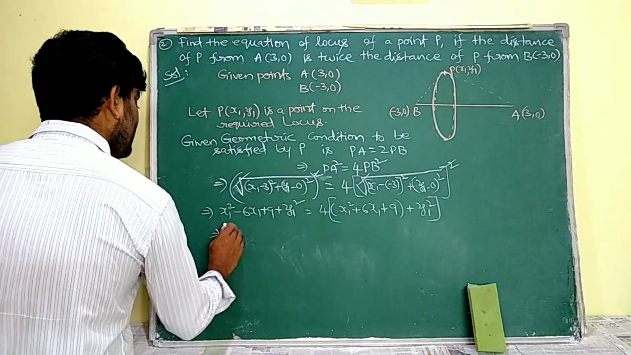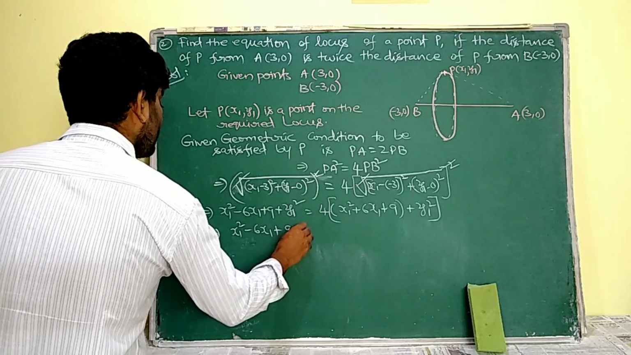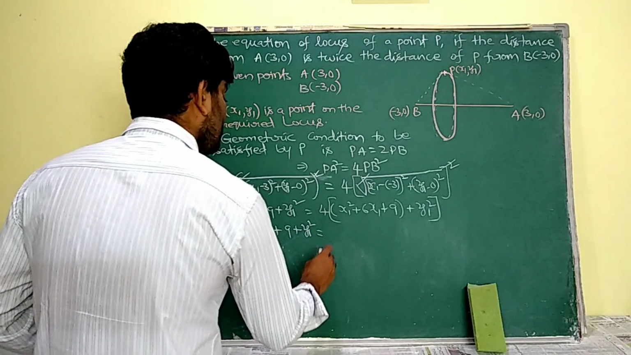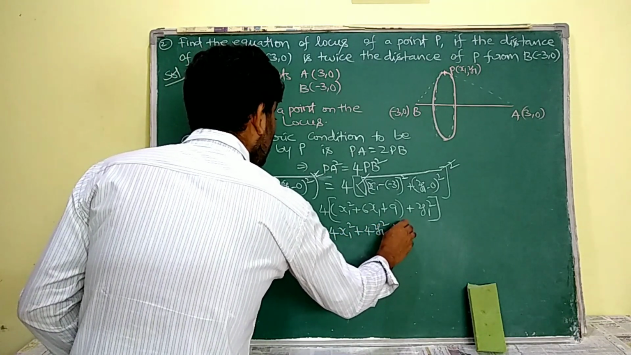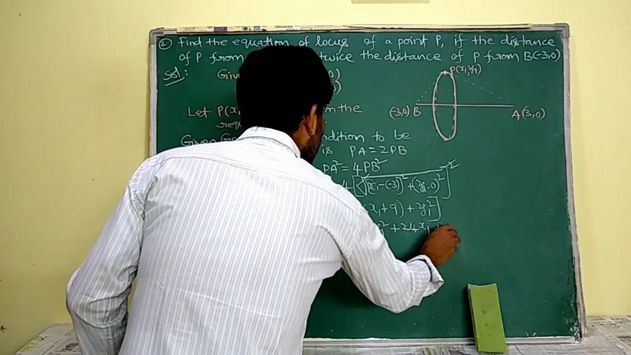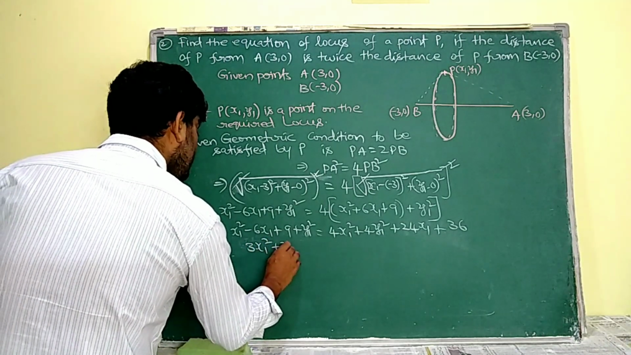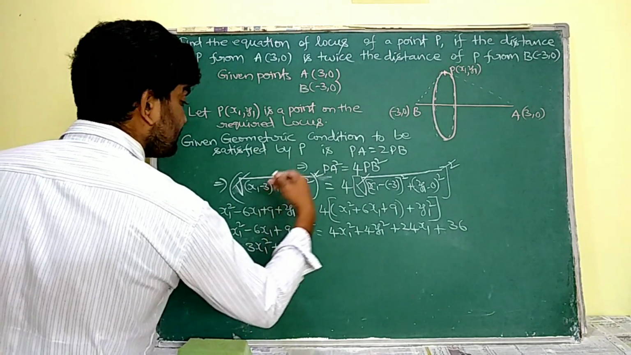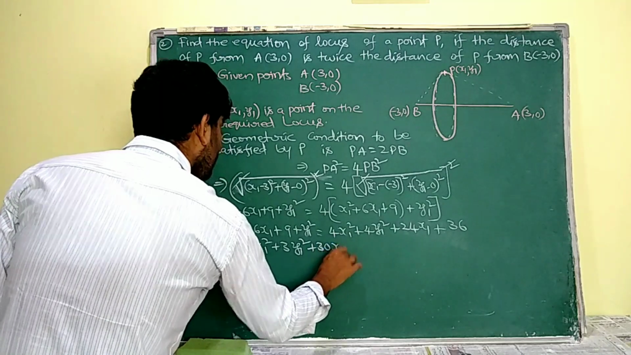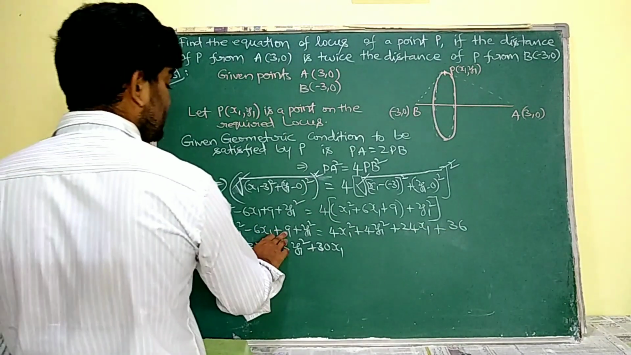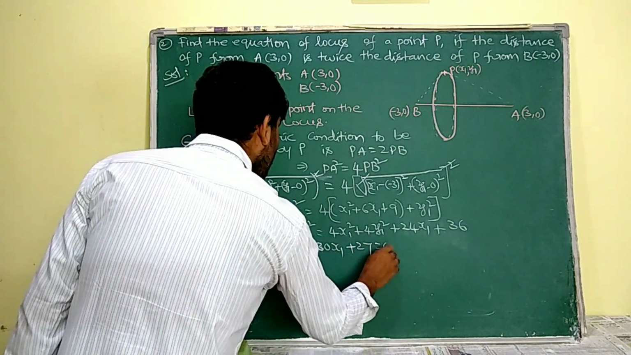In the next step we write x1 square minus 6x1 plus 9 plus y1 square is equal to 4x1 square plus 4y1 square plus 4 sixes are 24x1 plus 4 nines are 36. So here we are going to get 3x1 square plus 3y1 square. This minus 6x1 goes to that side and becomes plus, that is 24 plus 6, 30x1, and here we have plus 36, and this plus 9 goes to that side and becomes minus 9, then it is plus 27 is equal to 0.